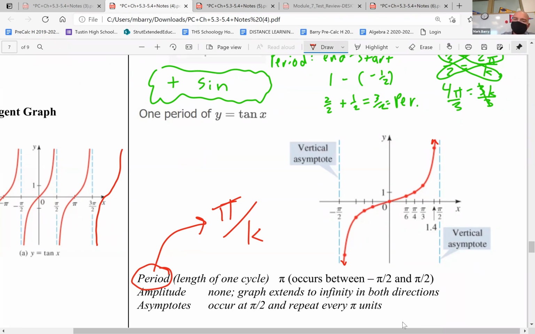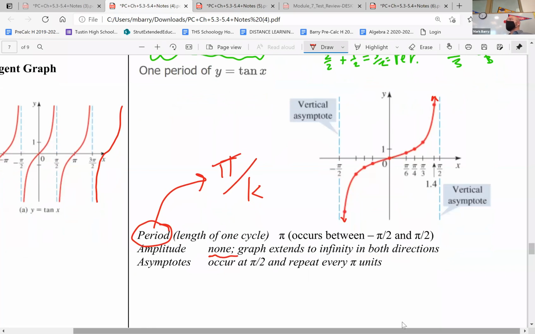Another key characteristic on this one, amplitude is none. There is no amplitude, okay? I think there actually may be some Webbestein questions that ask you the amplitude on a tan graph, and it's kind of a trick question, all right? Remember, amplitude is the distance from a midpoint to a high point. Where are the high points on these ones? Well, they're infinite. This graph goes up forever. There is no high point. So there is no amplitude, okay?